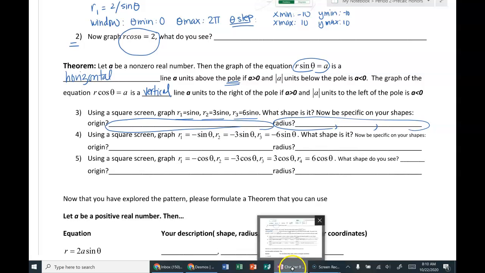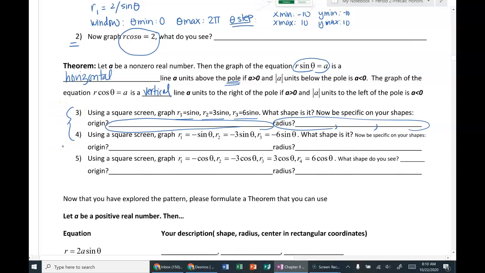Okay, so now you're done with that one. If you need to, hit pause. Go ahead and do number 4. So 3 and 4, you are on your own. What I will do with you is we'll do number 5 together.